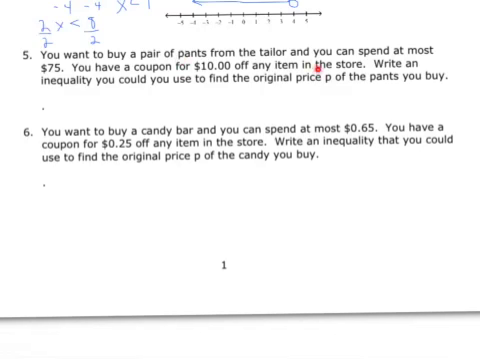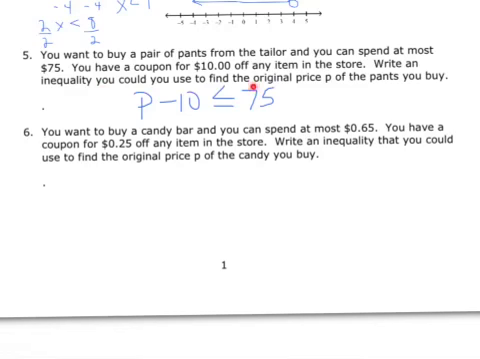So when I go to write this, I know that I can take the price of the pants minus the $10 coupon, right? And at most, I can spend $75. So if I was going to set up an inequality for this, I'm looking at how much do I want to spend. I want the price of the pants minus the $10 to be less than or equal to $75. I can't spend more than that, so this side is how much I spend, and this would be the total.